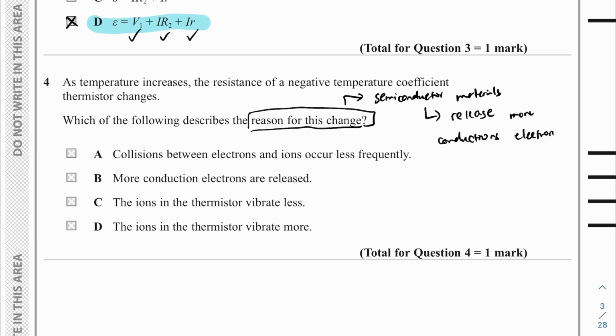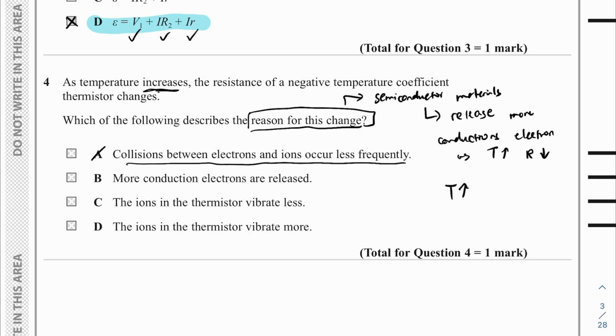As temperature goes up, resistance goes down, so more conduction electrons are being released. So let's look at the first one. If the temperature increases, A, collisions between electrons and ions occur less frequently. That's not true, because where the temperature is increasing, the collisions should increase because they have more energy, right? So A is not the answer.